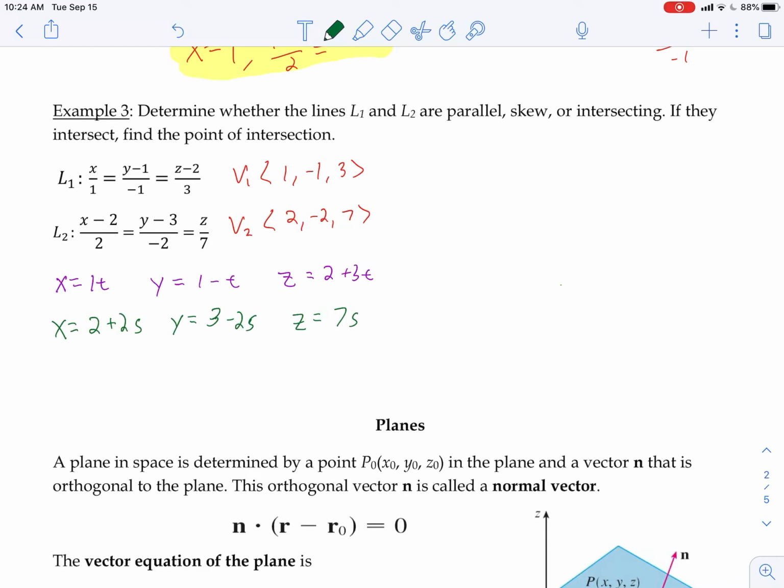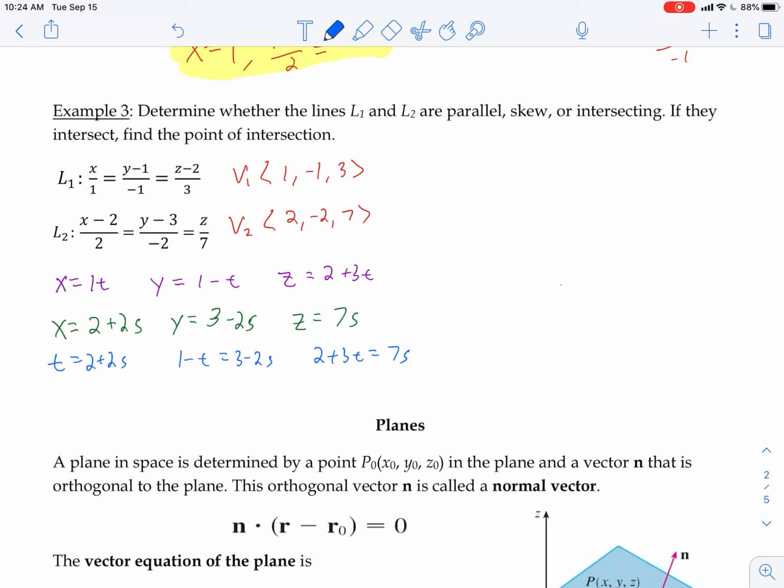All right. Now, what I have here is a bunch of equations that are going to be in two variables, but I also have them equal to the same variable. So what I can say is, I have an equation where I have just t is equal to 2 plus 2s. I have another equation that's going to be 1 minus t is equal to 3 minus 2s. And then I have another equation that's 2 plus 3t is equal to 7s. And so, that's really good because now I have a system of equations in two variables. And I can solve this system to see, is it parallel? Is it skew? Are they intersecting anywhere?